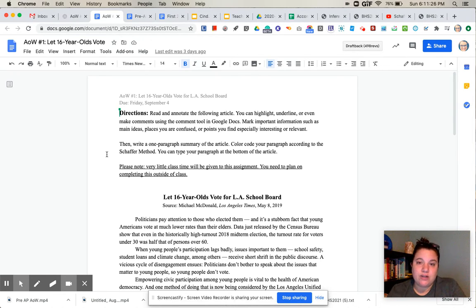You want to mark important information like main ideas, maybe places where you're confused or things that you find especially interesting. And then once you're done reading, you're going to write a one summary paragraph of the article, and you're going to use the Schaefer method to do that. And you will type that paragraph at the very bottom of the article.